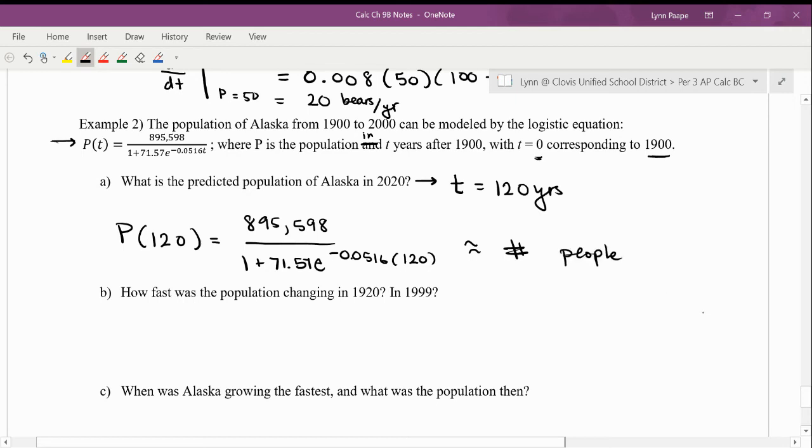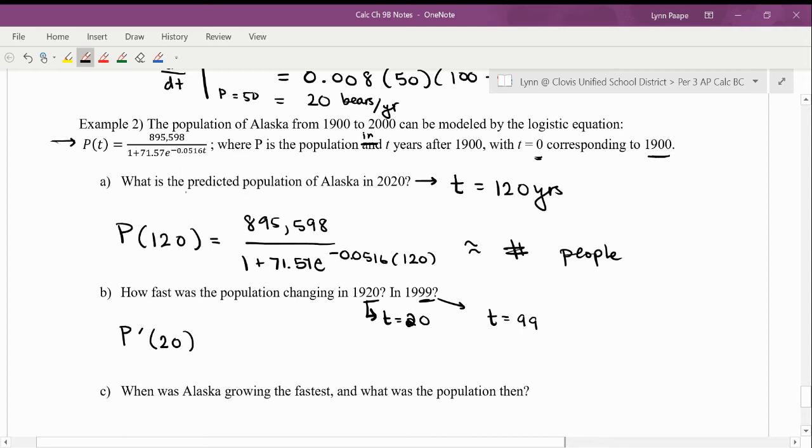Okay, so then now they're asking us how fast the population is changing in 1920 and then again in 1999. So in 1920, that would be at t equals 20. And then in 1999, that would be at t equals 99. So there are a couple of different ways to approach this problem, but essentially what we're looking for is what is P prime of 20.